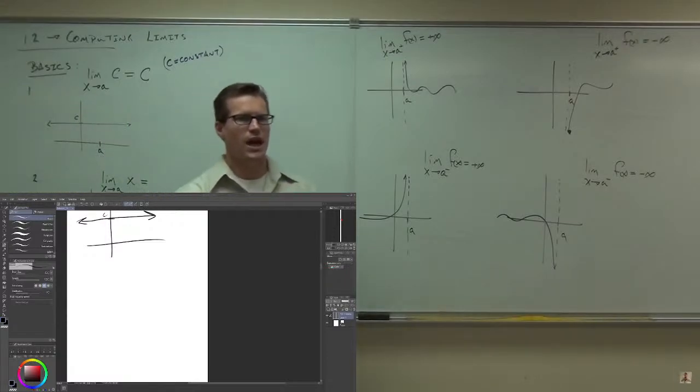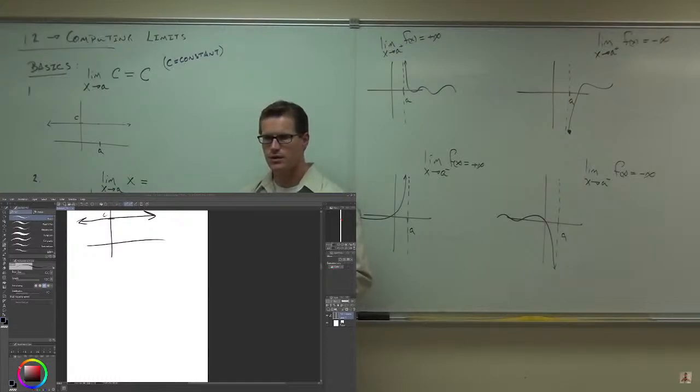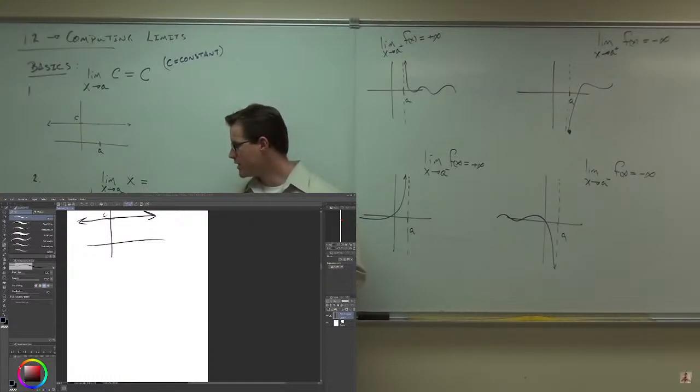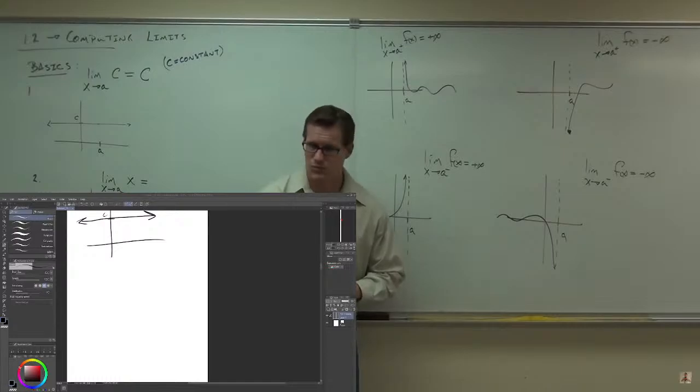So my question is, as x approaches a from the right and from the left, what does y approach? From the right it approaches a, and from the left it approaches a. So from the right, the y value is going towards a, true? From the left, the y value is going towards a. Does the limit exist? It's the same from left and right, and it's equal to a. Cool.